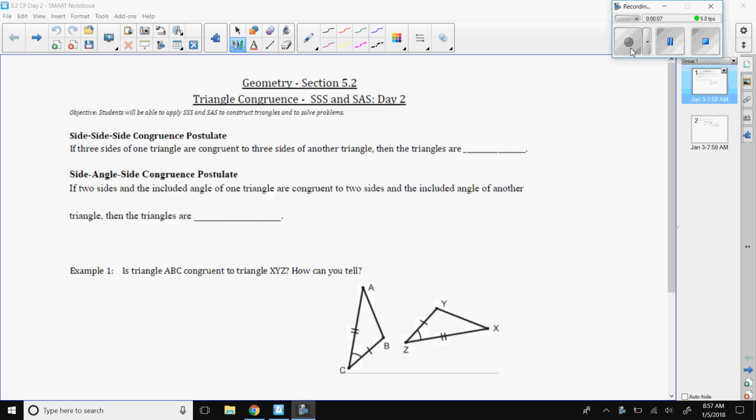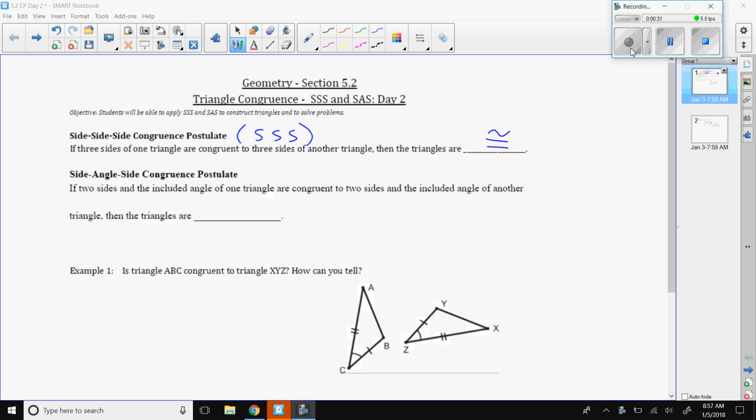So you have done the activity. So now what you should have found out from the activity is these two postulates here, which we originally went over as well with the pictures, and we talked about side, side, side being that SSS that you have. And what it's saying is that if three sides of one triangle are congruent to three sides of another triangle, then the triangles are going to be congruent.